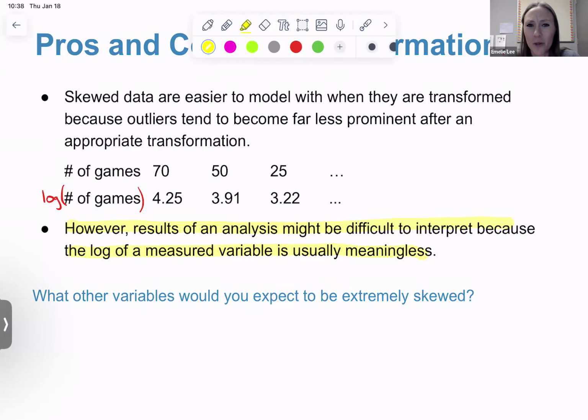Except maybe a multiple choice question, I might say something like, how do you deal with extremely skewed data? Multiple choice: log transformation.